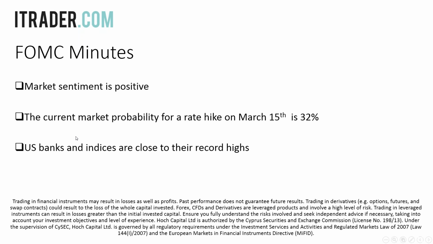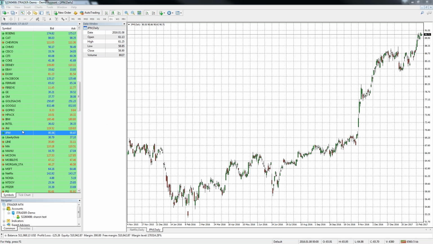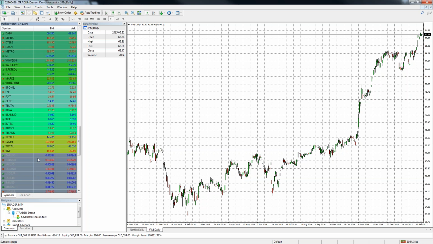The current market probability for a rate hike on March 15 is, by all experts, 32%. So we expect, by the analysts, for the interest rate to go higher than 0.75% on March 15. The probability is 32%. US banks and indices are close to their record highs. Actually, US banks are very close and indices are at record highs.